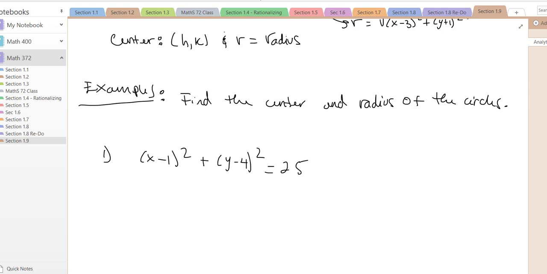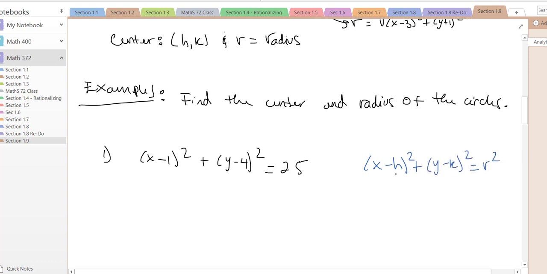So remembering that the equation of a circle is (x − h)² + (y − k)² = r², we can compare what we have. And so it looks like the center is (1, 4). Notice these both have a minus, so just like here with (h, k), I'm just going to take the 1 and the 4.